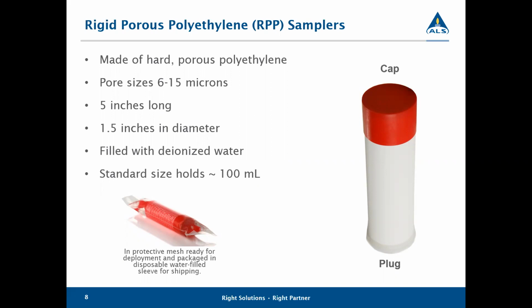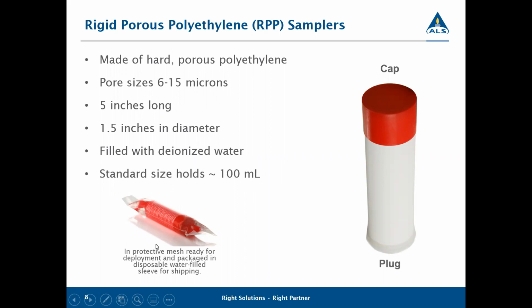So those RPPs, they'll deploy with the plug end down, and they'll be kept in that position until transferred to the sample bottles for transport to the lab. So that just helps to avoid any leakage from the pores. They're about 5 to 6 inches long, 1.5 inches in diameter, and you'll get about 100 mL sample from the RPP. So this is what the device looks like itself. It's got the delrin cap on there that is removed to collect the sample.